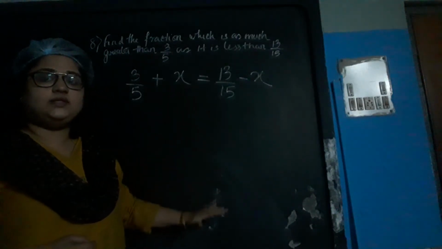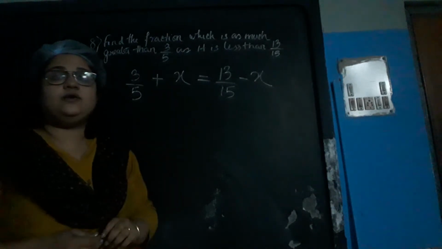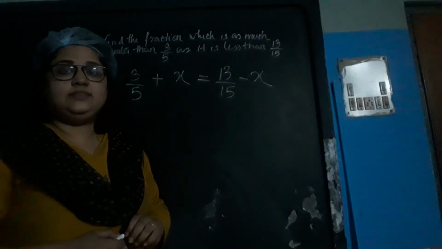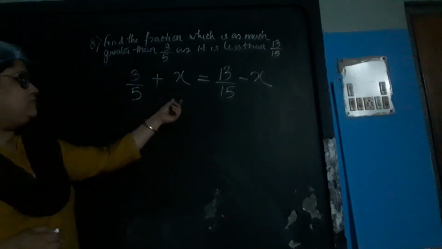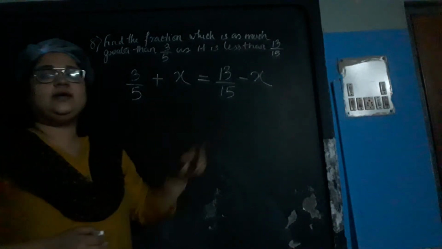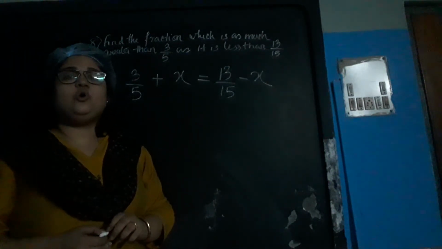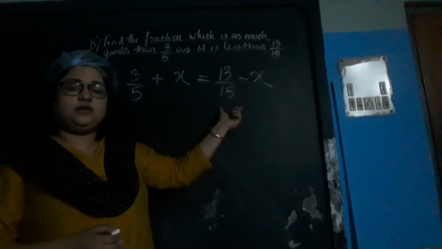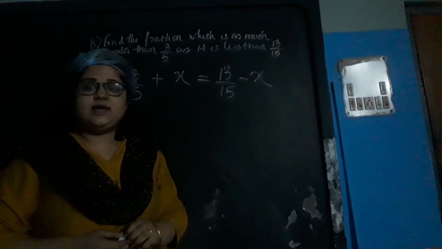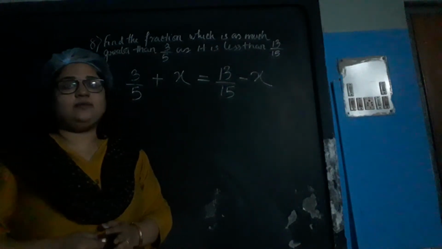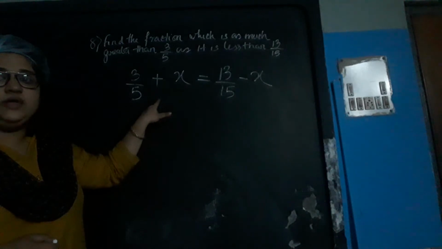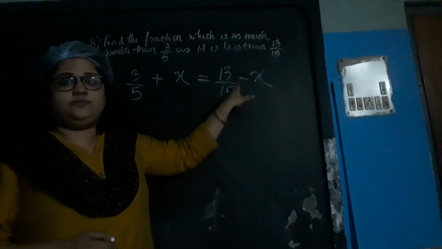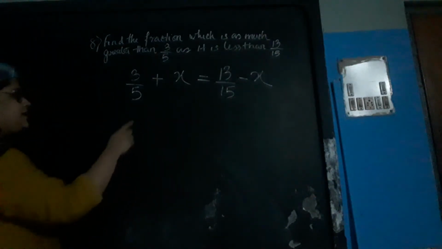So by solving this, we can find the unknown x value, that is, what has to be added or subtracted, and then by adding the value of x to 3 by 5, we can find the resultant fraction. Or if I subtract x from 13 by 15, then also it will give me the same fraction, because the fraction can be obtained either by adding x to 3 by 5 or by subtracting that value from 13 by 15. So we will find the x value.